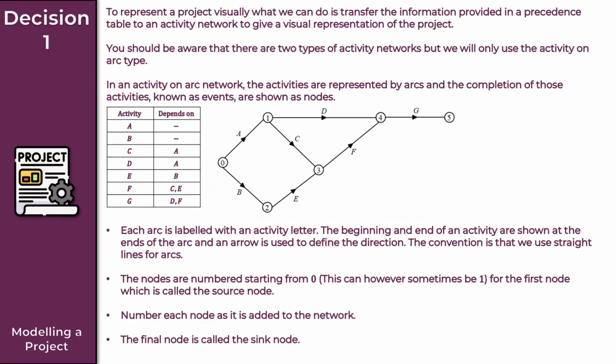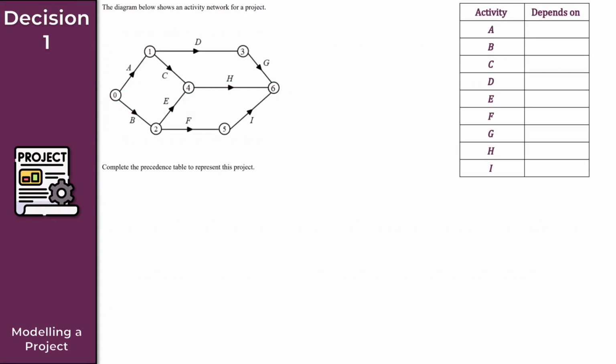So all we need to do now is just put all of this together and work through a practice question together. So let's not waste any more time then, and let's just get started with this practice question. Now what we're told here then is a diagram below shows an activity network for a project. So we can see the activity network here, as mentioned.